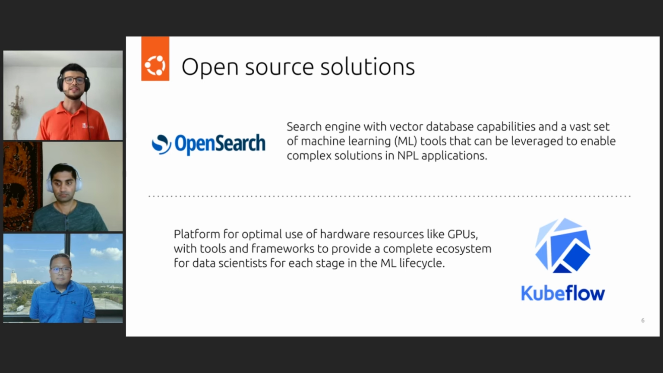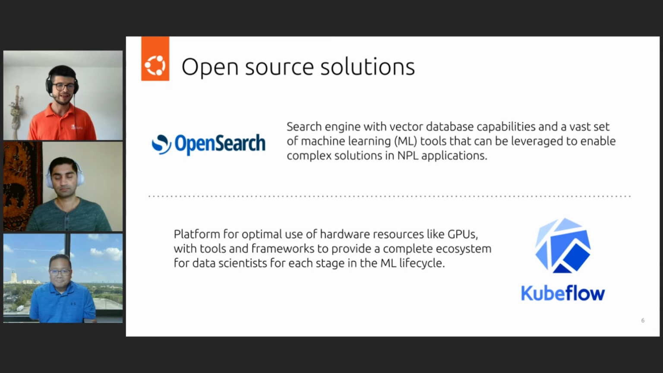The second one is Kubeflow. Kubeflow is a platform that helps you optimize hardware resources like GPUs and others. You can use a set of tools and frameworks to provide a complete ecosystem to your data scientists at each stage of the ML life cycle. In the life cycle of the end-to-end RAG workflow, we didn't mention the ability to get feedback from the user in order to build a fine-tuning pipeline for the LLM that you will be inferring, and others.